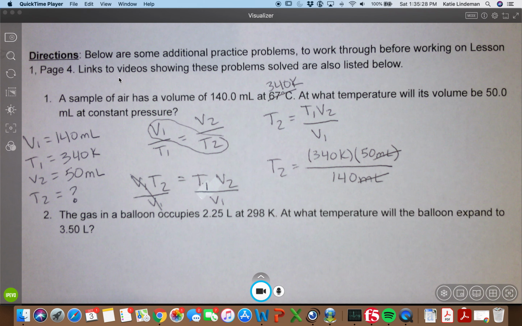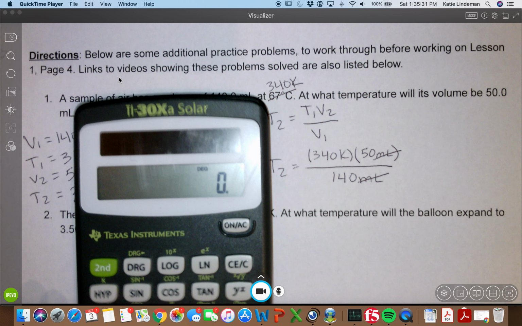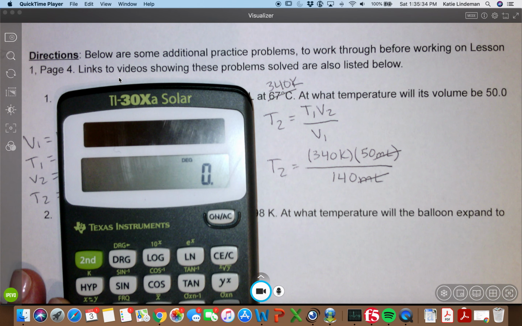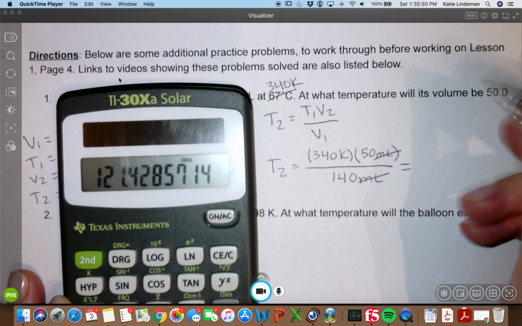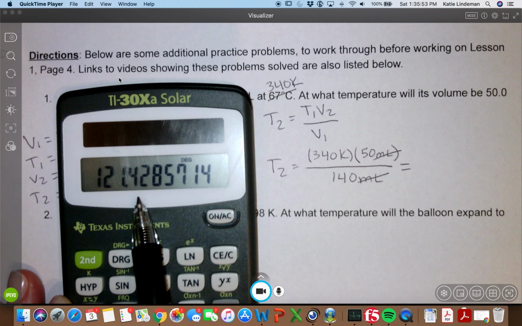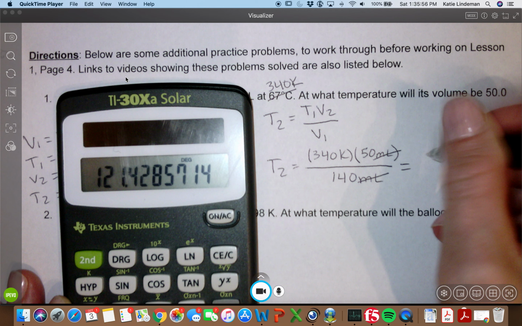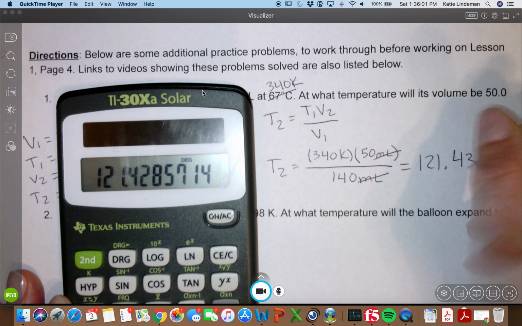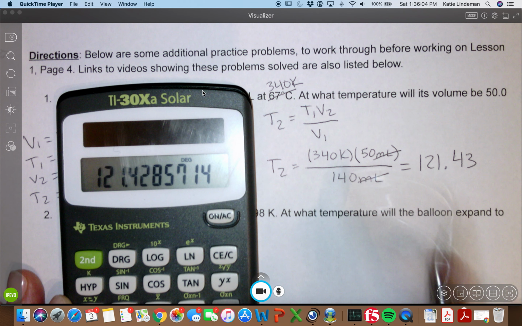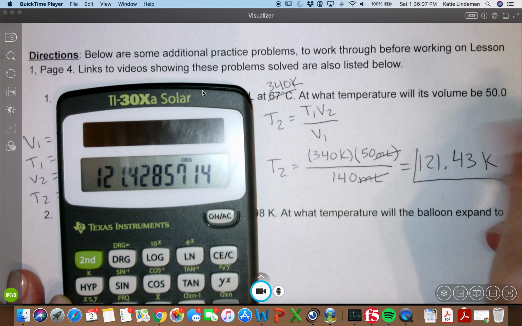And as you're solving for this, my suggestion is to always just go slowly with the calculator. So to solve for this, I'm going to do 340 times 50 and then hit the equal button. And then I'm going to divide that by 140. In this class, we always want to round to the hundredth, which is 2 decimal places after the decimal point. So our answer is 121.43, and our unit is kelvins. That's our answer.